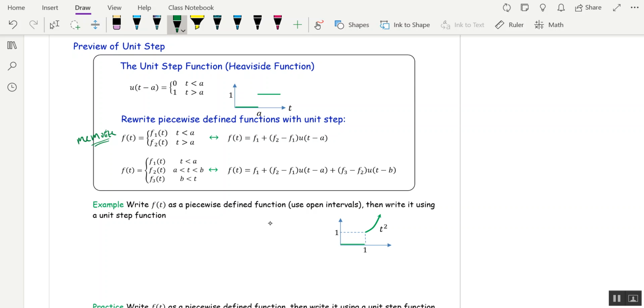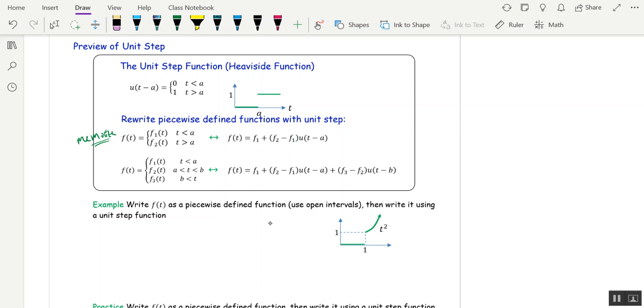Suppose t is less than a, then the function's supposed to be f1. So going over here, if t is less than a, the unit step is 0. So this whole piece is 0, and sure enough, f is f1, and that's what you wanted.